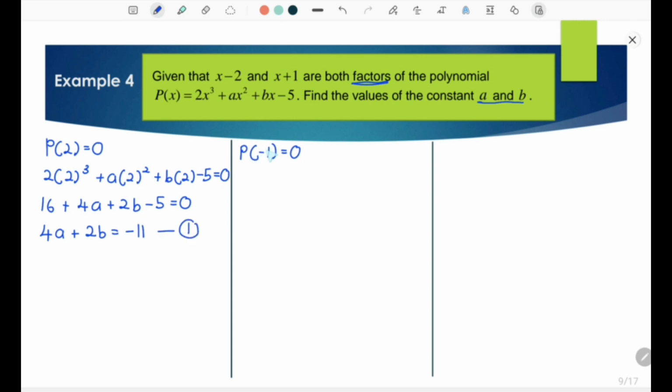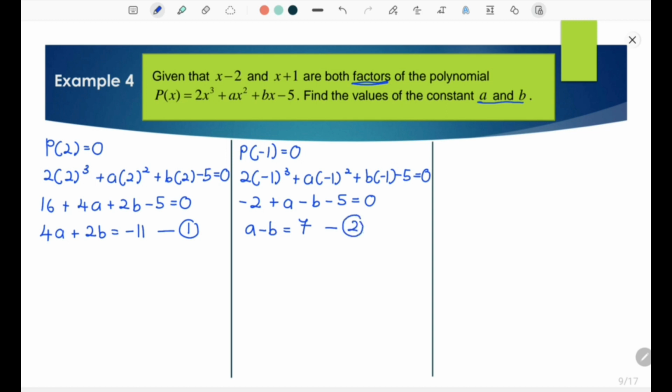Next, for x equal to -1, we will substitute also in this polynomial. So we have 2 times (-1) cubed plus a times (-1) squared plus b times -1 minus 5 equal to 0. So we have -2 plus a minus b minus 5 equal to 0. Rearrange, we have a minus b equal to, I will bring -5 and -2 to the right-hand side. So we get a minus b equal to 7 as the second equation.